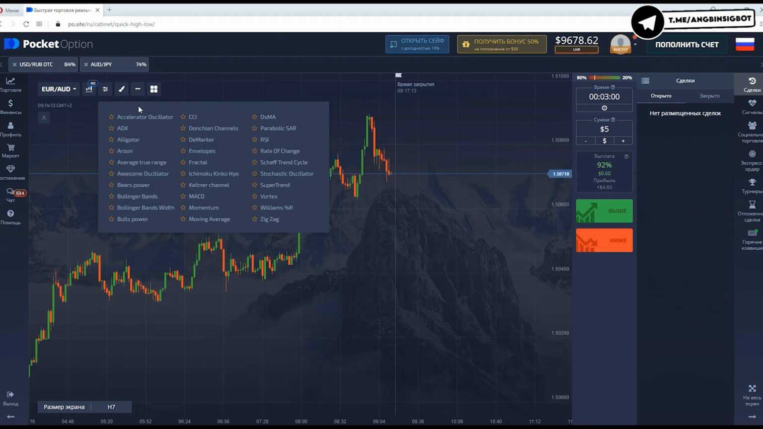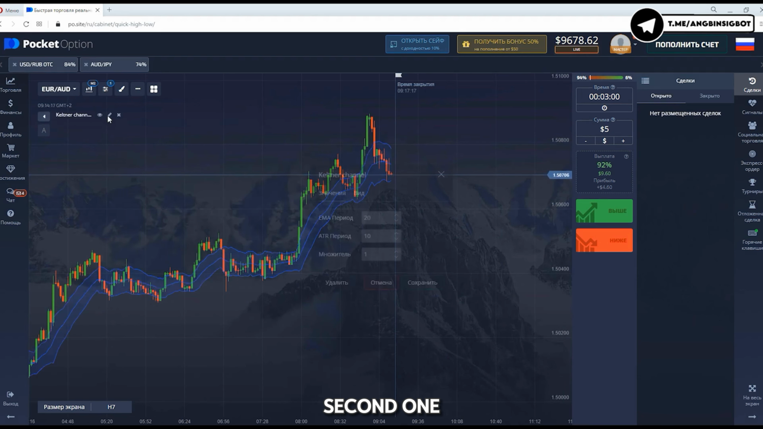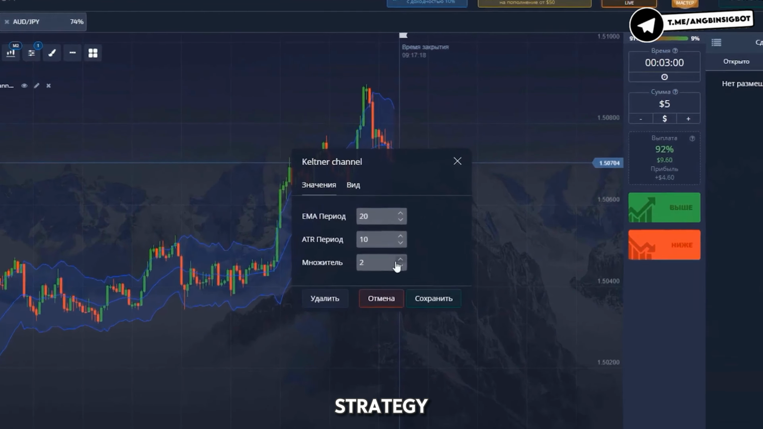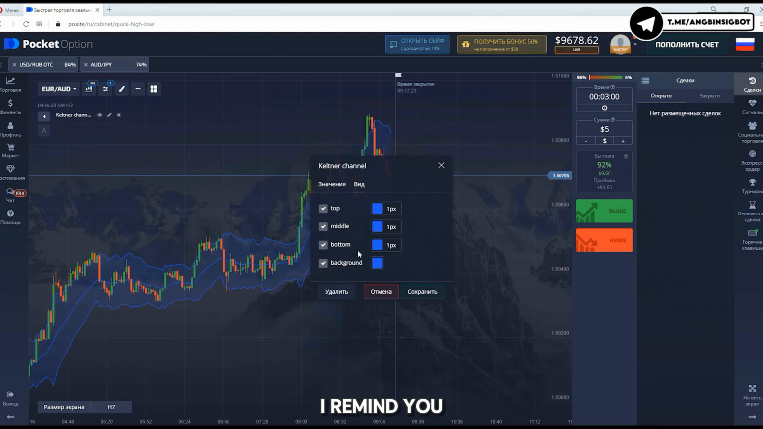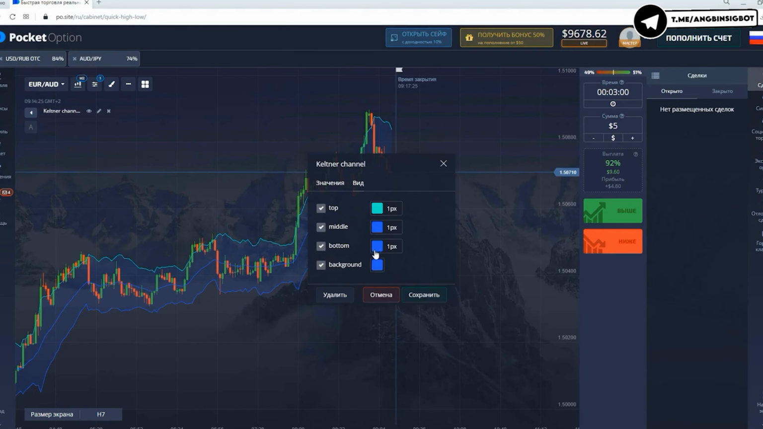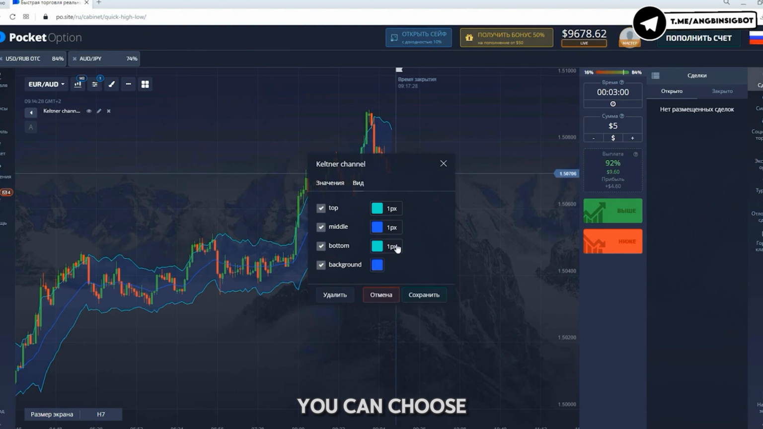As I mentioned, there are 3 options for working with this indicator. Today we will look at the second one. It is also a very excellent strategy, very profitable, and in my opinion, more meaningful. We will keep the settings exactly the same as before. I remind you that all settings are default, but we set the multiplier to 2. You can choose any colors, and be sure to keep the middle line.